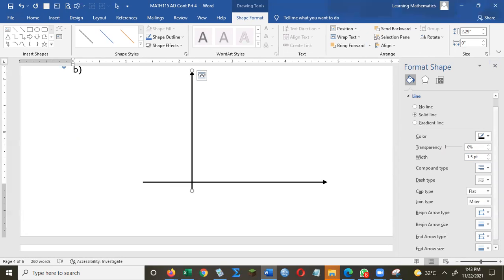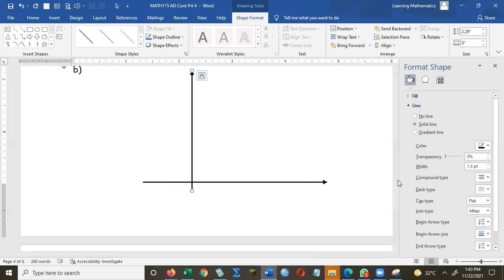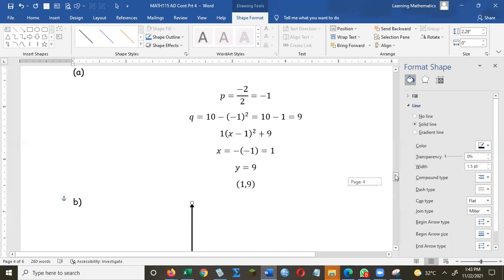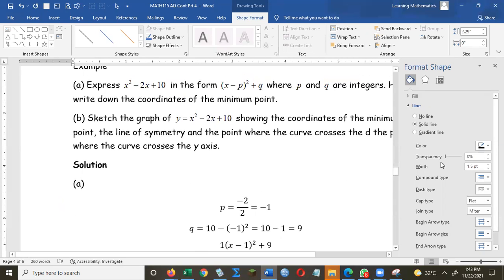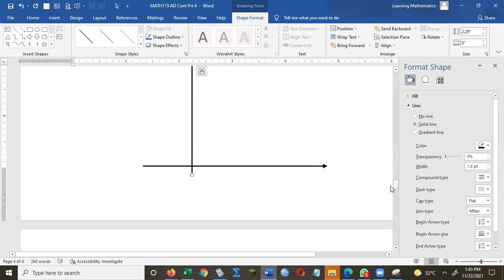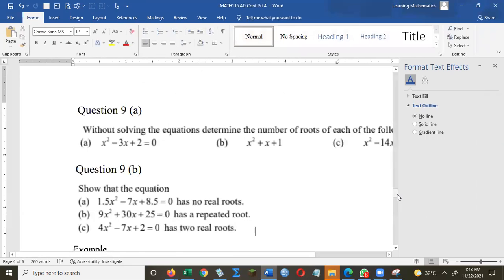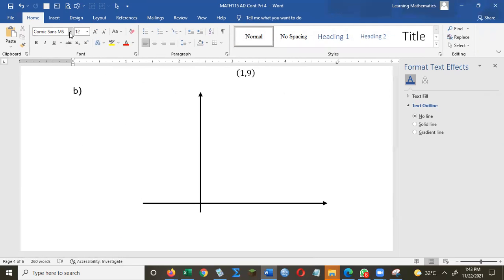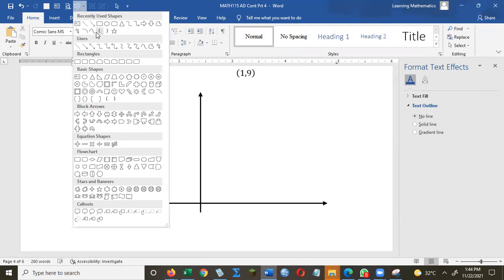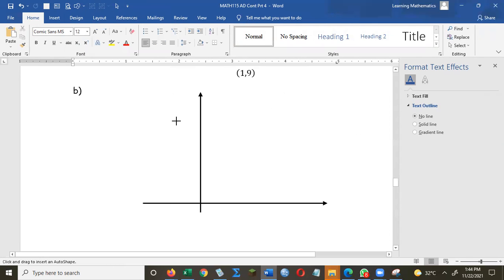We have to take a look at our minimum point, 1, 9. Our y-intercept is 10. So there's nothing on the negative side below there. A is positive, so it's going to be a U shape. Might start there, come down, not drawn to scale, come back up.